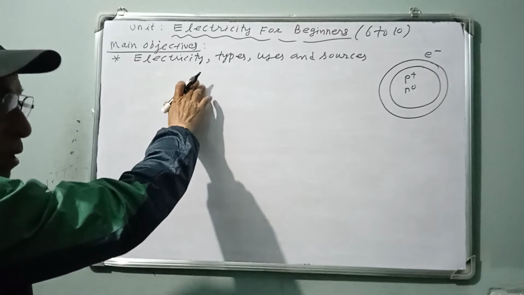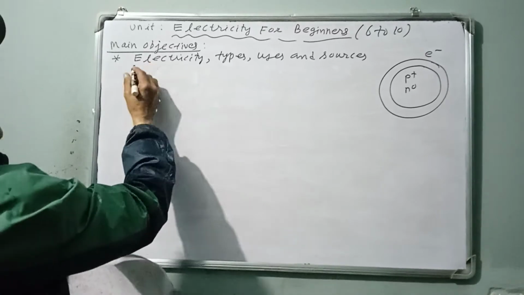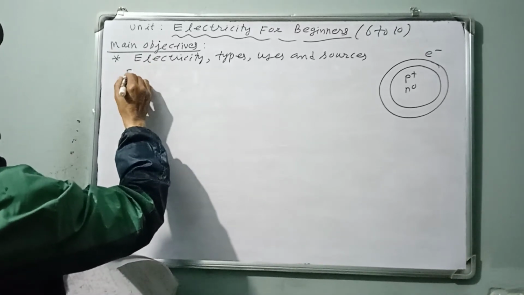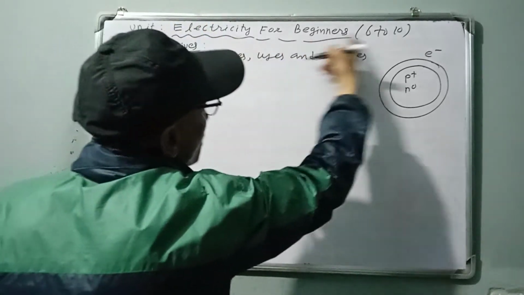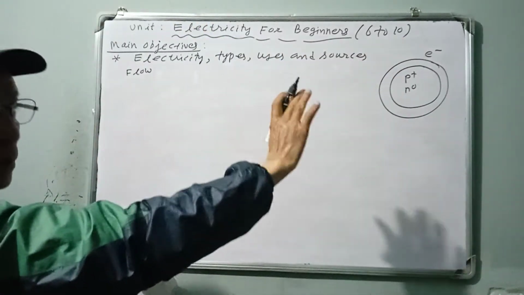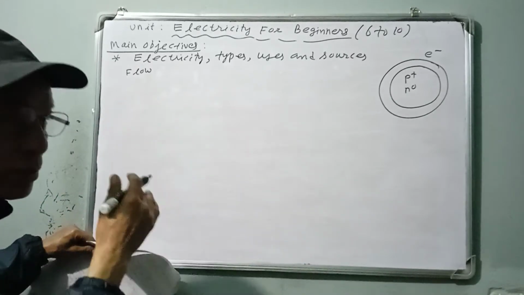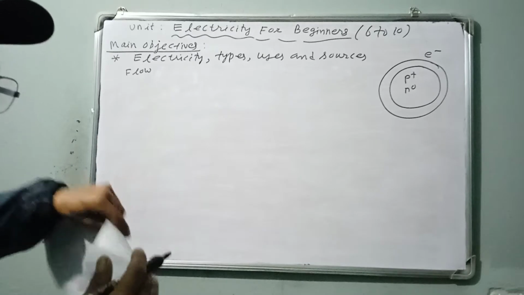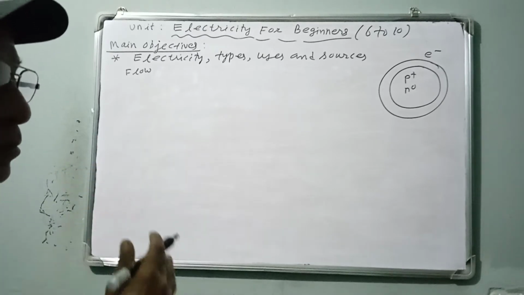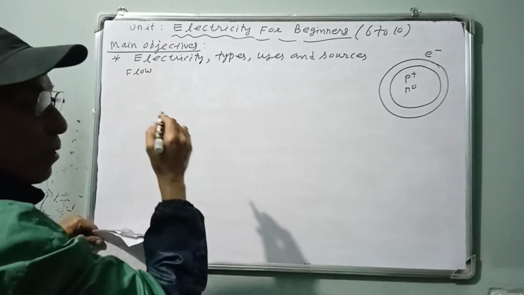Since the definition is not written, electricity is the flow of electrons. Since it is only the introduction, electricity for beginners, I don't write the full sentence. Students will have to write the full definition themselves, so I leave some time for you to write.